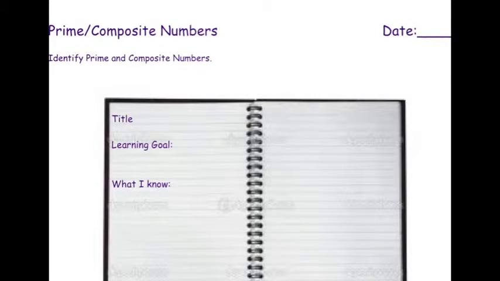Today we're talking about prime and composite numbers, and your learning goal is just to be able to identify prime and composite numbers. You don't have a foldable for today's lecture, so just make sure that you're taking complete notes. I'm also color coding as I go, so if you would like to take a moment and pause and pick up some pencils or some colored pens, feel free to do that.